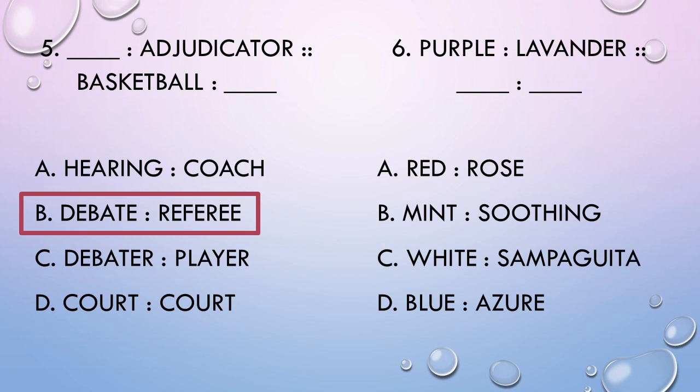Letter C. White and sampaguita. This is also a color-flower relationship like letter A. And letter D. Blue and azure. This is a color shade relationship. Since lavender can also be a shade, we go with letter D. We do not answer letter A or letter C because they have the same relationship.